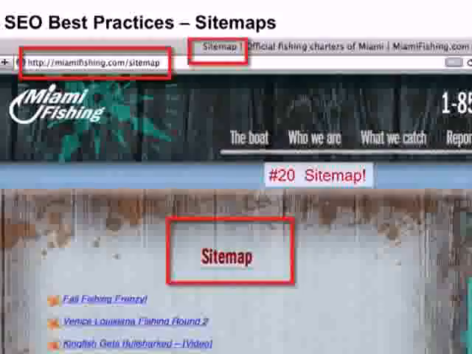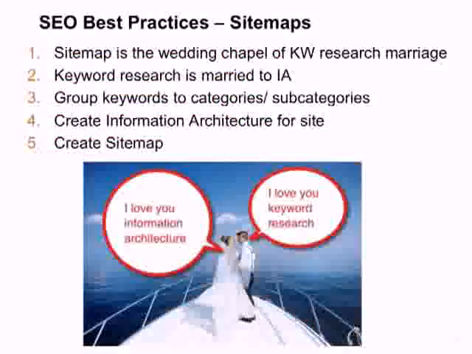We also have an XML version of this page. The sitemap is the wedding chapel, if you will, of the keyword research and information architecture marriage. Keyword research is married to information architecture and how you lay out and organize your site. You have to do that keyword research first, and then you do your site organization, and the sitemap's kind of what ties that all together. You're going to group those keywords by category and subcategory according to the way that your keyword research lines up with that. So this is going to create the information architecture for your site, and then from that you'll create this sitemap.